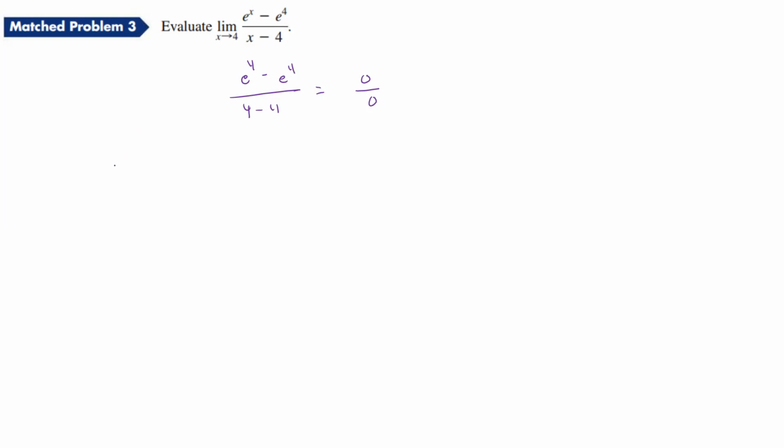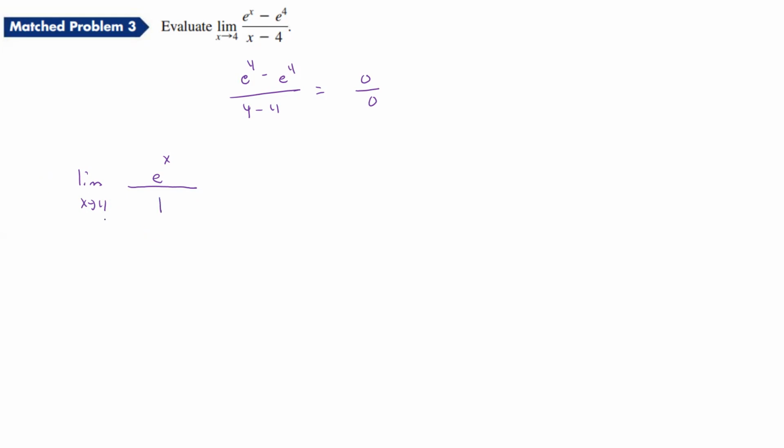So now what we need to do is take the derivative of the numerator and divide by the derivative of the denominator. So limit as x approaches 4 of, all right, well, the derivative of the numerator: e to the 4, remember, is just a constant, so it goes away. The derivative of e to the x is e to the x. Now, the derivative of x minus 4 is just going to give us 1.